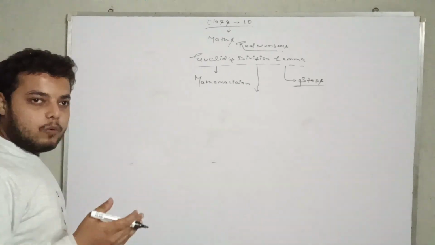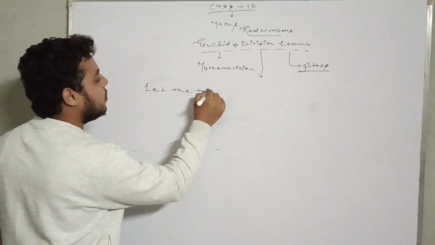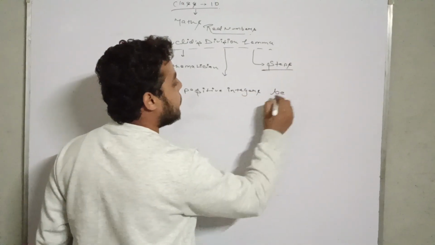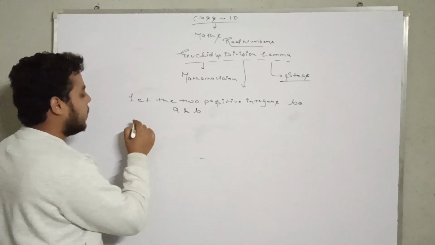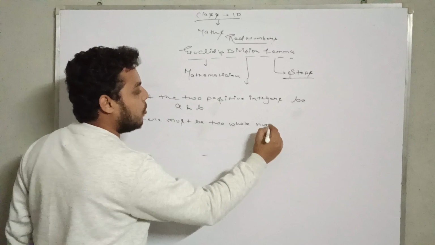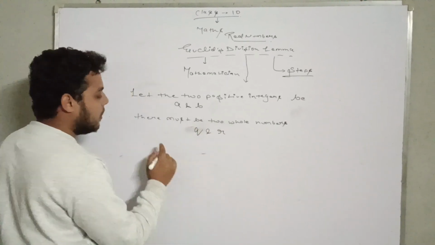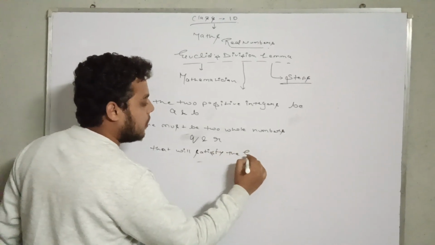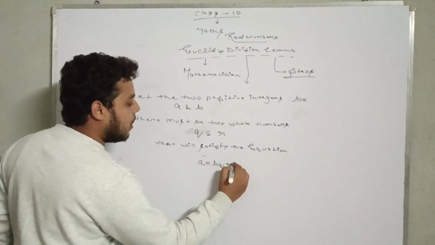According to this lemma, if there are two positive integers, let's say they are a and b, then for any two positive integers a and b, there must be two whole numbers, let's assume they are q and r, that will satisfy the equation a is equal to b into q plus r.